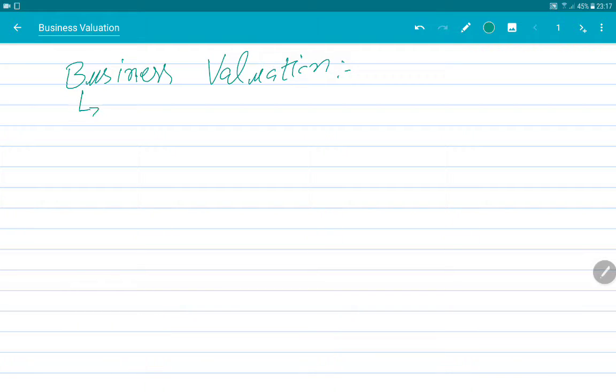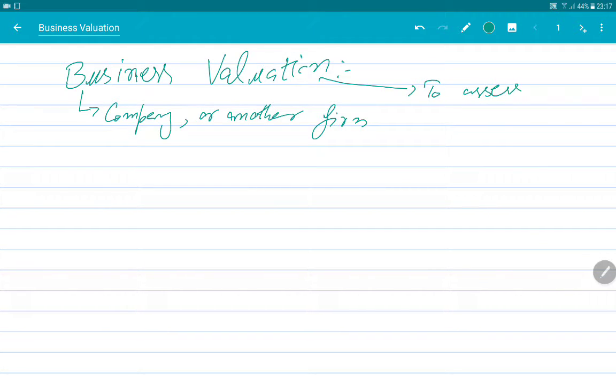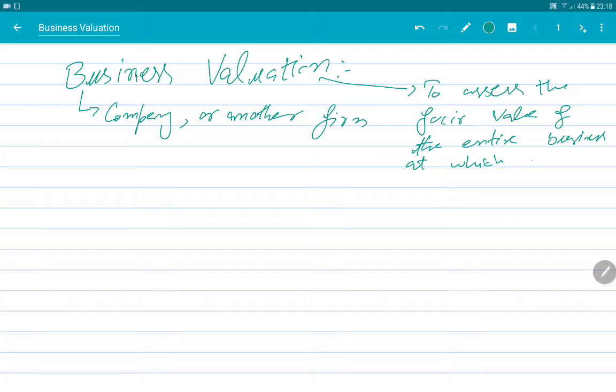Business valuation simply means to assess the fair value of the entire business, a company or another kind of business firm, at which it can be valued. This is the basic business valuation meaning.